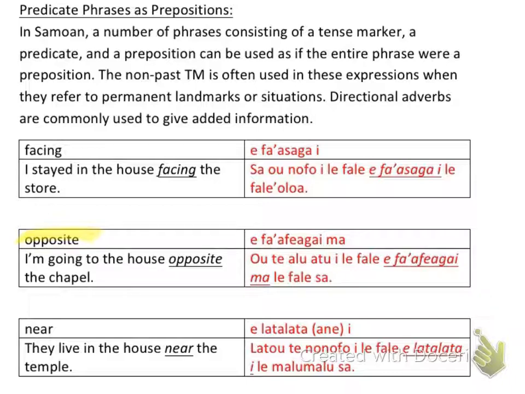So opposite. I'm going to the house opposite the chapel. That's the kind of opposite that I'm using. The way that you say opposite in Samoan, at least in this case, is e fa'afeagai ma. So: o te alu atu i le fale e fa'afeagai ma le fale sa. Okay, we're going to go through these a little faster to condense our video's time. So near: they live in the house near the temple. And the way that I say near in Samoan is e lata i, or I could throw an ane in there as well.